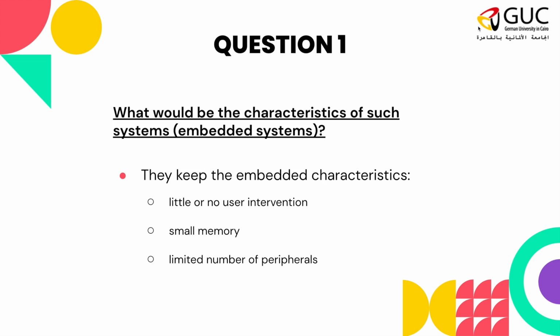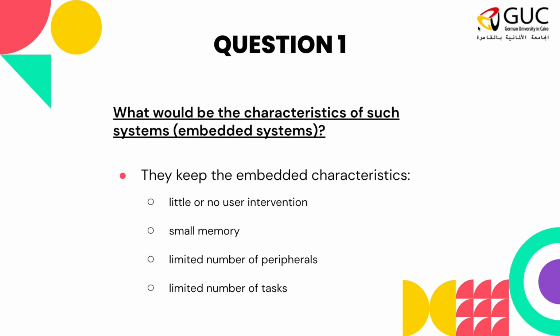Some embedded systems have a small number, others have a slightly higher number. You will see this when you implement your project and find out that there are different Arduino boards. The main difference is that, for example, the Arduino Mega board contains more input-output pins compared to the Arduino Uno board. However, the general rule of thumb is that it has a limited number of peripherals.